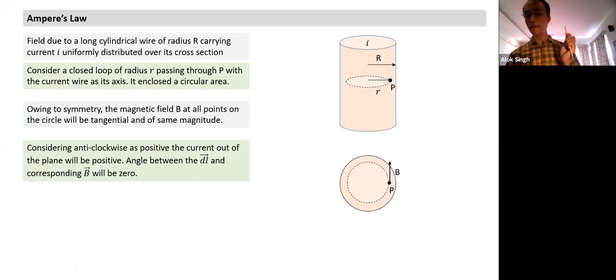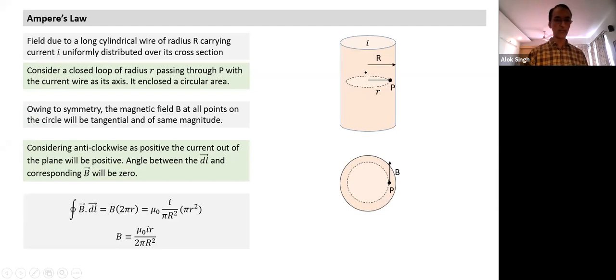The only thing that changes is that, depending on the value of r, the enclosed current will be smaller. If r is half the radius of the cylindrical wire, then the enclosed area becomes 1/4 of the total area, so the current enclosed becomes I by 4, and so on. So how do we arrive at this relationship? This part remains the same, only the enclosed current changes.